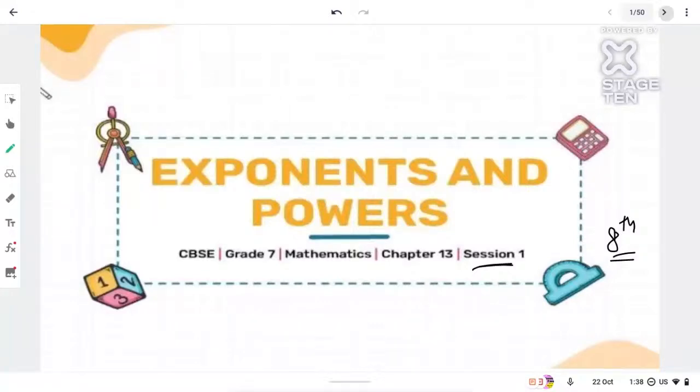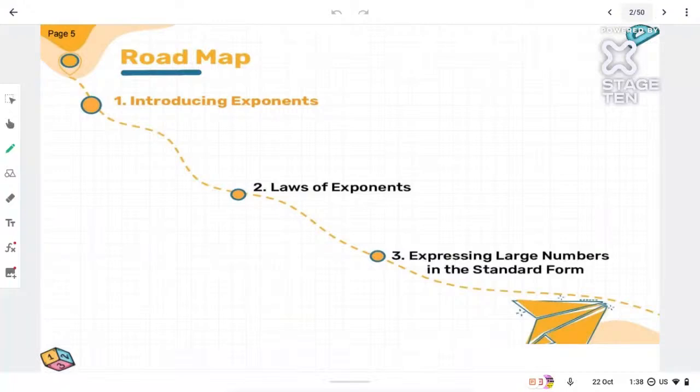So what are we going to study in today's session? The whole chapter includes 3 subtopics: introducing what is the meaning of exponents, then laws of exponents, and expressing large numbers in standard form. Laws of exponents and writing large numbers in standard form are the upcoming topics. In today's session, we are going to learn about introducing exponents, and how we write a number in exponential form.